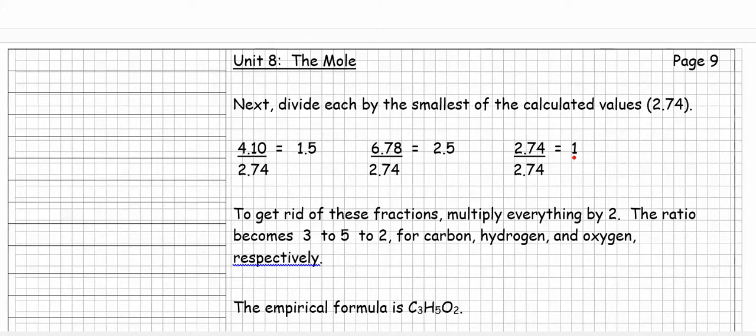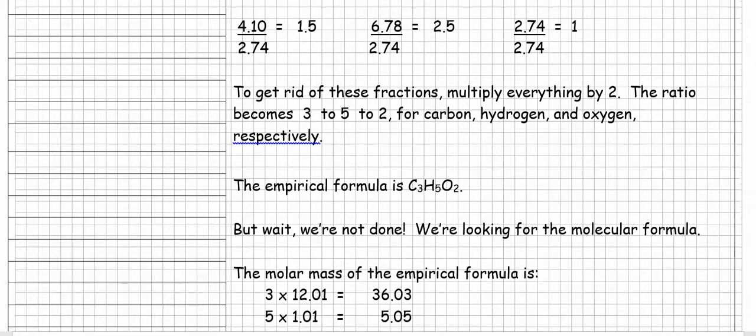2.5 times 2 is 5, and 1 times 2 is 2, for carbon, hydrogen, and oxygen respectively. So the empirical formula then is this right here. It's C3H5O2. But wait, we're not done.